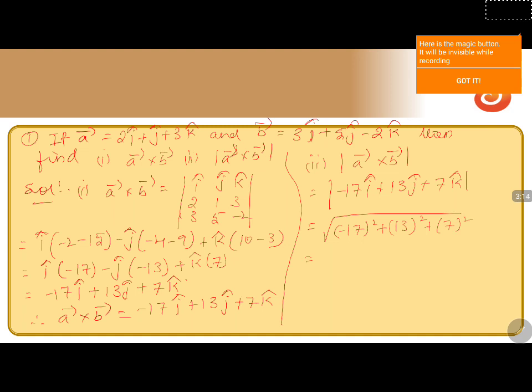So minus 17 whole square is 289, plus 13 square is 169, while 7 square is 49. So when we add this, 289 plus 169 plus 49, it gives 507 under the root. This is the magnitude of A cross B.